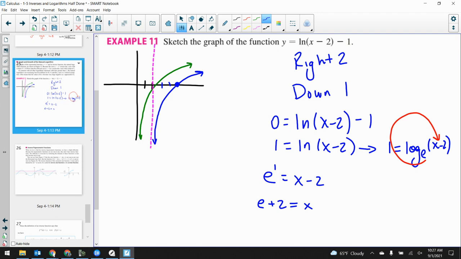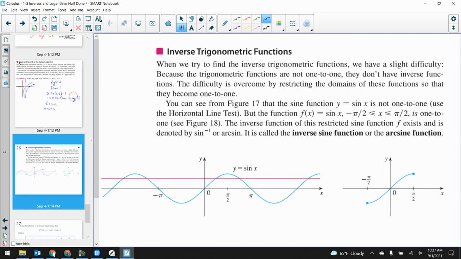Okay, so we talked about inverses of linear functions, rational functions, all sorts of functions, but the one inverse that we have not talked about yet is the inverse of trig functions: inverse sine, inverse cosine, inverse tangent. When we try to find the inverse of a trig function, we have a slight difficulty. Looking at sine of x, is sine of x one-to-one? No, it does not pass the horizontal line test.